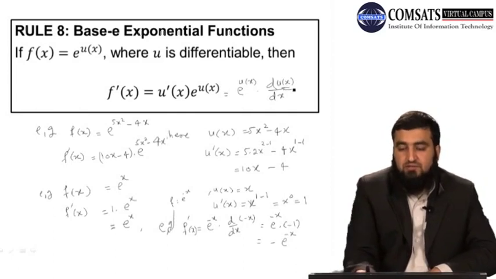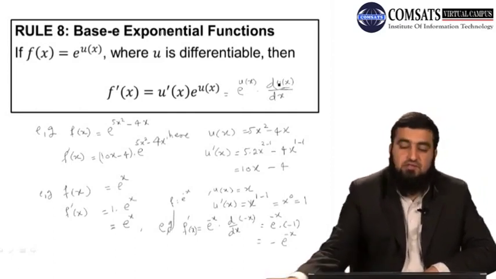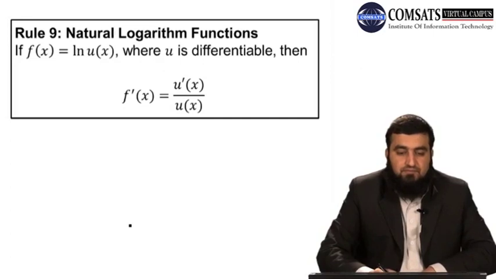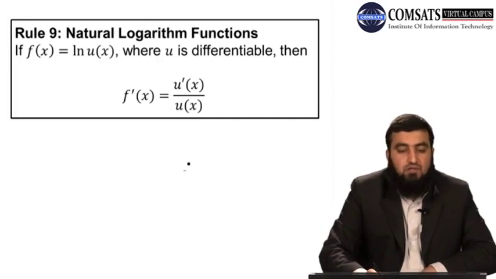So we must not forget this notation, which is also very important in calculus. So rule number 9 is about the natural logarithmic function. If f of x is equal to log of some function u of x, where u is a differentiable function, then f prime of x is equal to u prime of x divided by u of x.